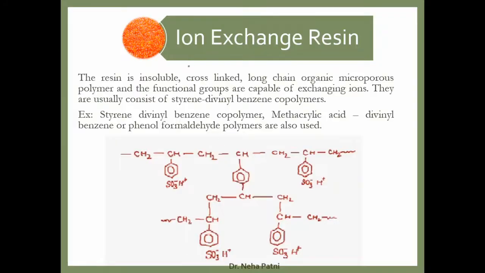Now coming to the detail of what an ion exchange resin is basically. As I said, it is a polymer. Poly means many, mer means parts, so it has many parts, that means monomers are involved in it. Monomers combine together to give you a large molecular weight compound, a long chain compound, which is known as a polymer. So this resin is insoluble, cross-linked, obviously long chain, organic, microporous, and it has functional groups, and those functional groups are actually capable of exchanging the ions.